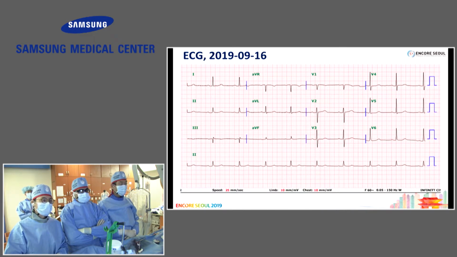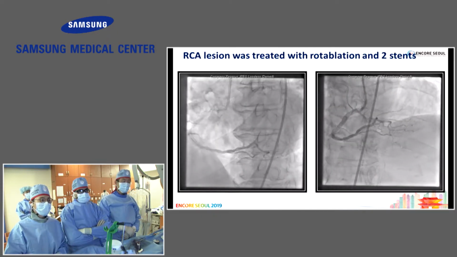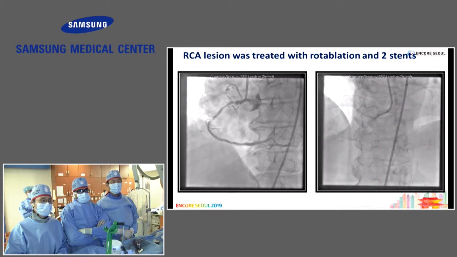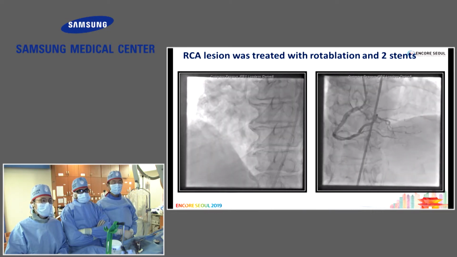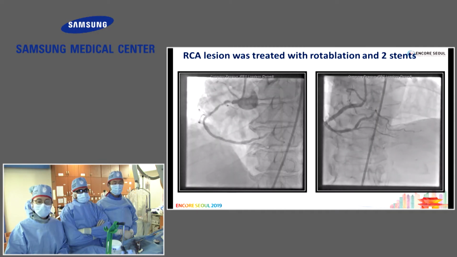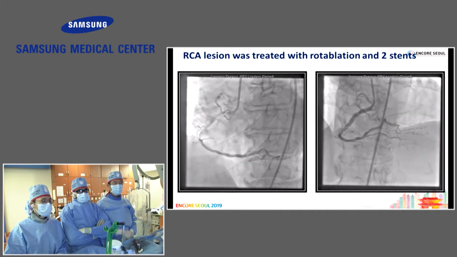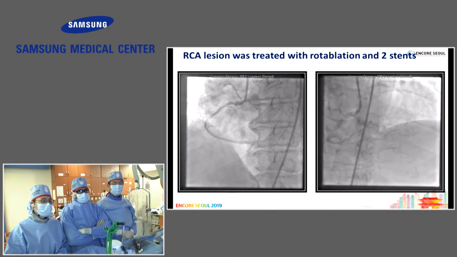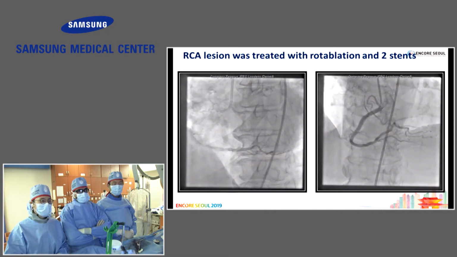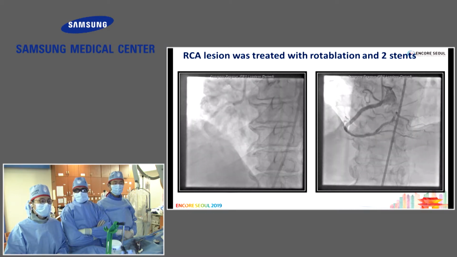Next. Her ECG shows normal sinus rhythm without any ST-T change. Next. We have already treated the right coronary artery region, and as you can see here, we can see the tight lesion with heavy calcification at the proximal to mid portion of the right coronary artery. We had big difficulty passing the stent, but finally a successful PCI was done.